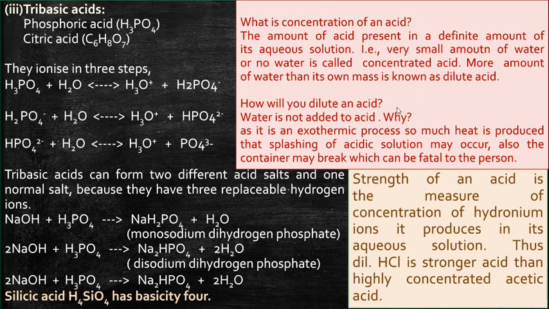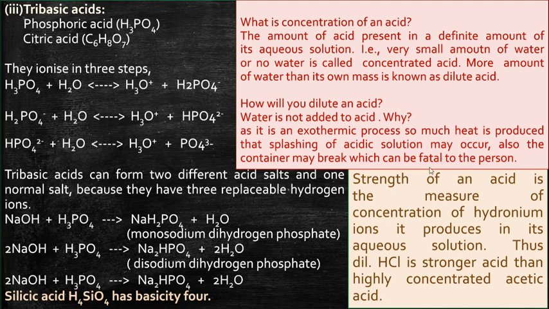Okay, then how will you dilute an acid? In exams this is often asked: water should not be added to acid. Take acid in one beaker and water in another. To the acid, water should not be added. We have to add acid to water little by little. Why is it so? As it is an exothermic process, so much heat is produced that splashing of the acid solution may occur, and the container may also break, which can be fatal to the person. That is the reason we pour acid into water in small amounts and stir constantly.